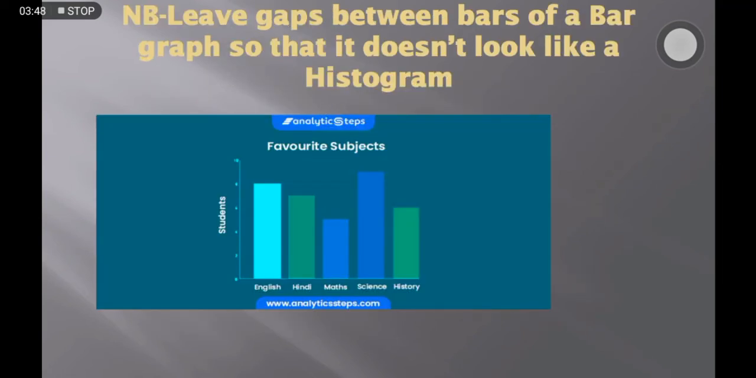Now, note this: leave gaps between the bars of a bar graph so that it doesn't look like a histogram. So here we can actually see the difference between a histogram and a bar graph in the spaces between the bars. If the bars are joined together, that represents continuous data, which is a histogram, and here we can see that this is discrete data under a bar graph.